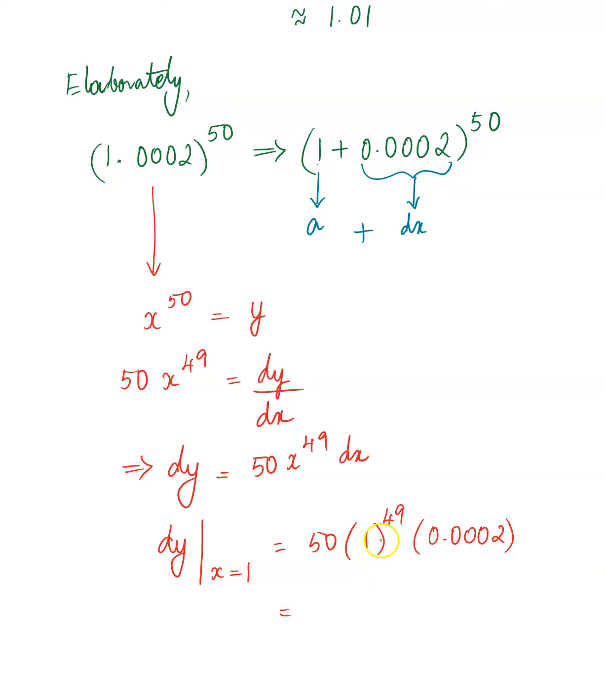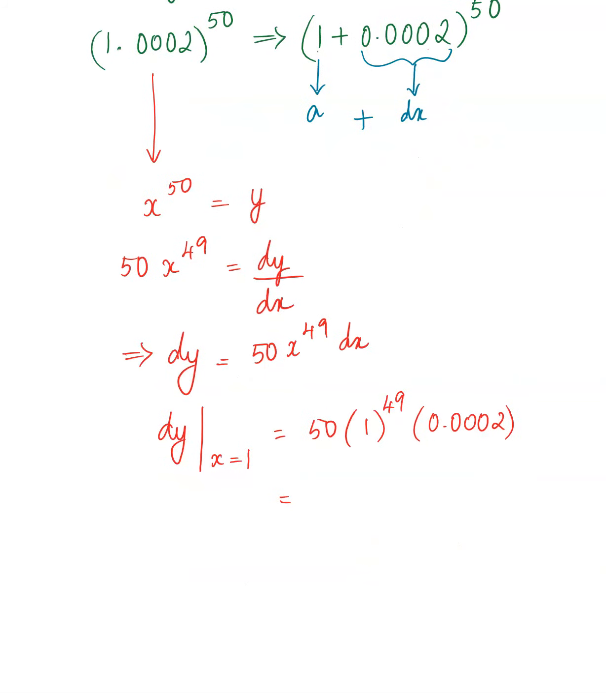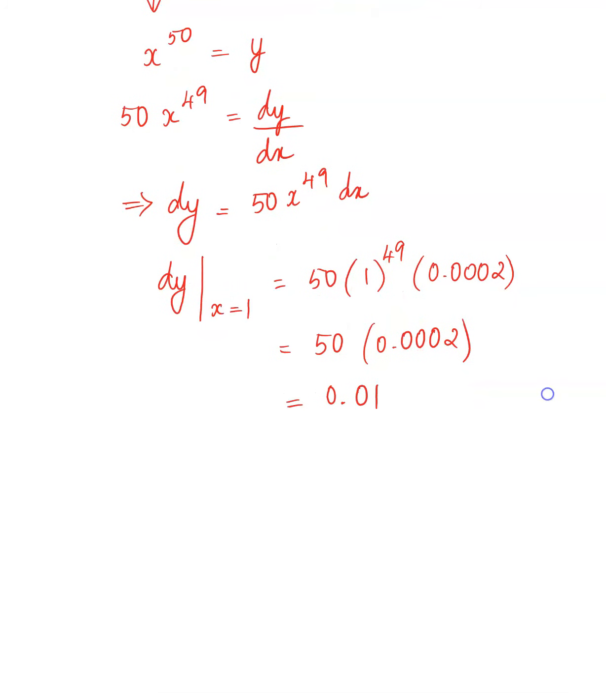What's really neat is anything power, 1 power anything is going to come back as 1. So that's going to be 50 times 0.0002, which is 0.01. Okay, so dy when x equals 1 is that. I want to put all of these together.